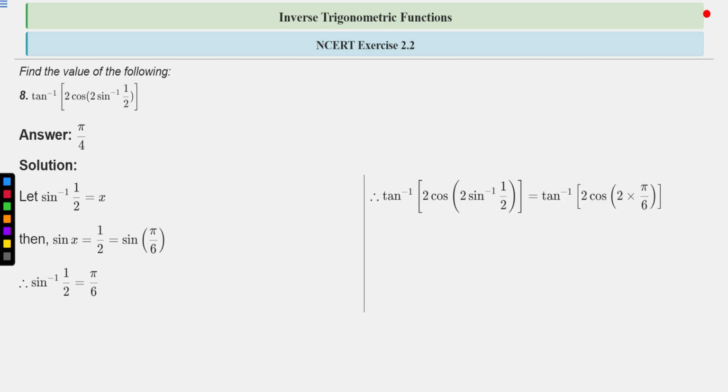In place of sin inverse 1 by 2, we will put pi by 6 in the expression tan inverse 2 cos 2 sin inverse 1 by 2, right? And after further simplification, we will write tan inverse 2 cos pi by 3, and we know that the value of cos pi by 3 is basically 1 by 2, right? So tan inverse 2 times 1 by 2. Clear? So 2 and 2 will cancel out and you will get tan inverse 1, which is equal to pi by 4, right? So the correct answer will be pi by 4.